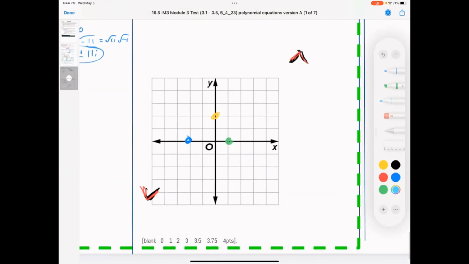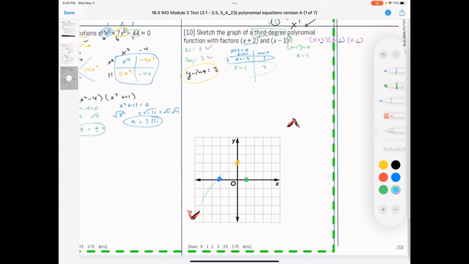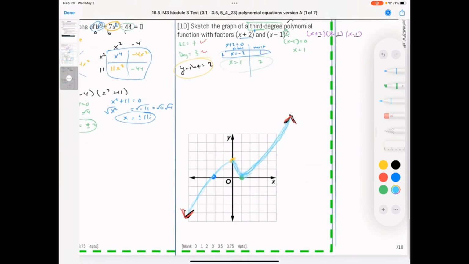Go left to right. At the blue dot, its multiplicity is 1, so we're going to shoot through. And then we're going to bounce off the 1. And then exit. And that's our answer. Hopefully that was helpful.